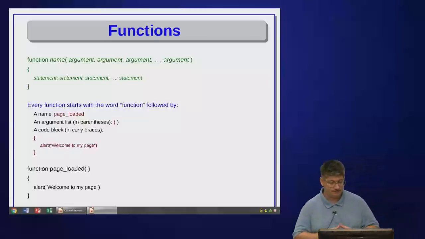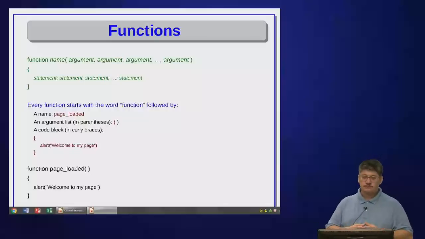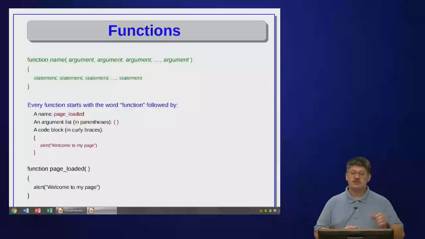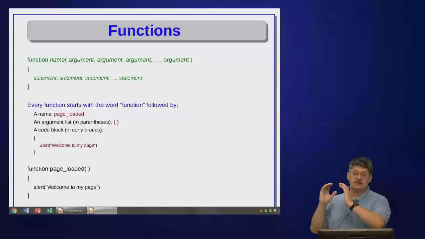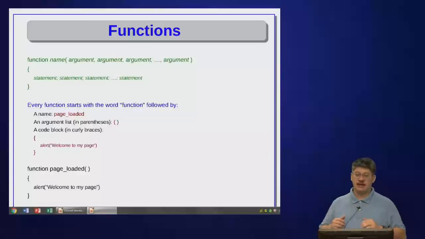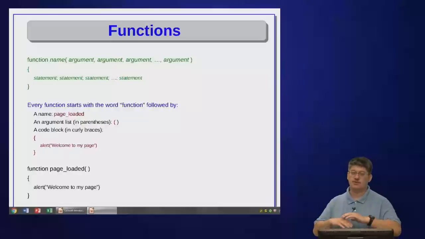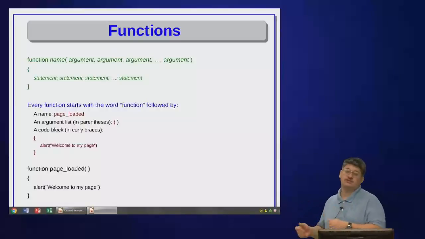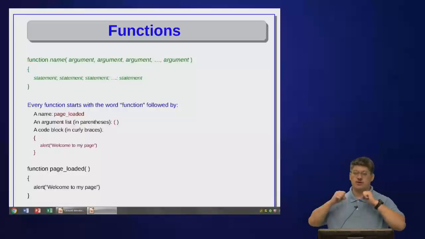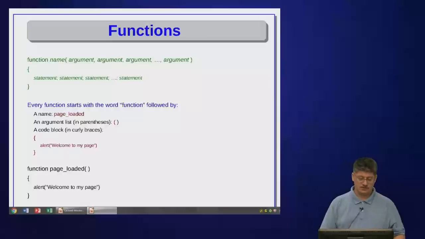So for example, my pageLoaded function starts with the keyword function, and then the name of the function is page_loaded. My argument list is just empty parentheses because I'm going to do the same thing every time I run it. So there's no other input information that I need. No matter what, I'm going to do the same thing. And between my curly braces, I just have one statement. It's a statement that calls another function, a function named alert, and draws the text, "Welcome to my page," on the screen.